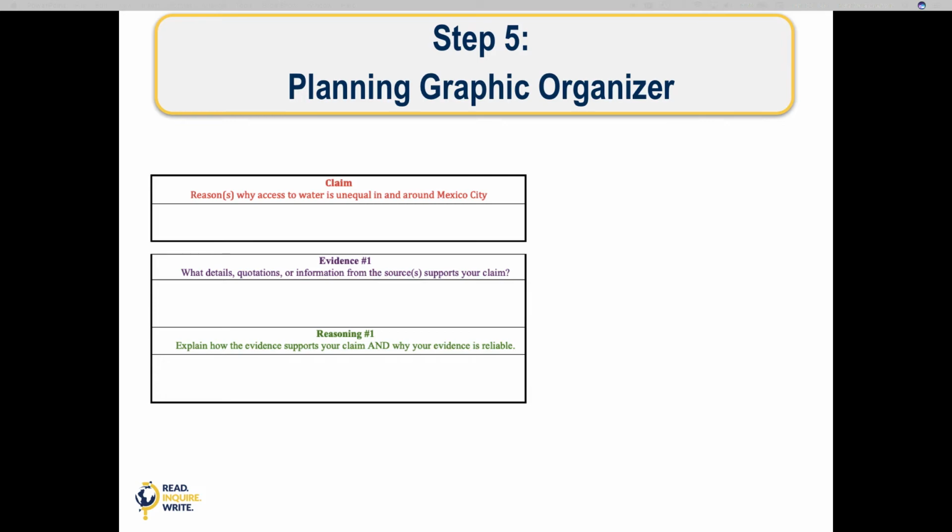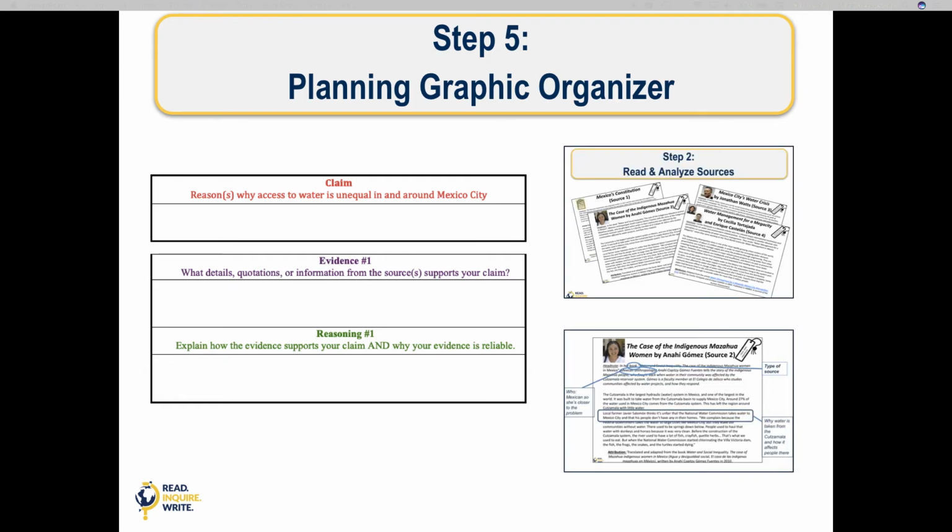Next, you'll use the planning graphic organizer. The graphic organizer is like a roadmap for your essay. It helps you organize your ideas about which sources are most reliable for learning about water inequality in Mexico City. And it will prompt you to give evidence and reasoning to support your argument. You will use all of the work you've done so far to help you develop this roadmap. You'll look at your annotated sources and you'll determine what argument you think is strongest, and then make decisions to plan the essay you'll write.